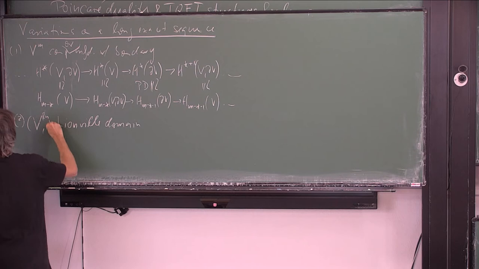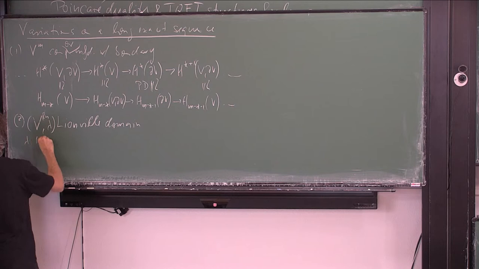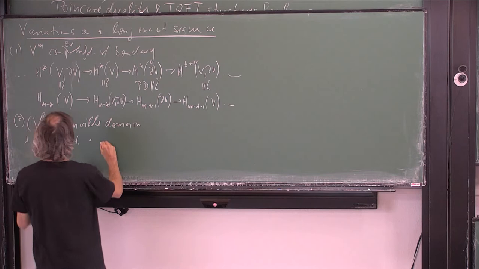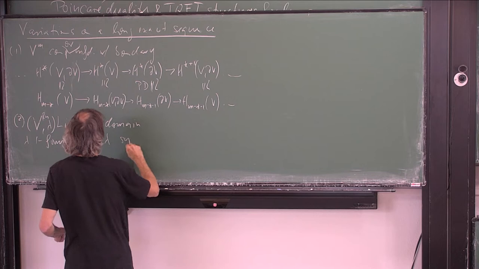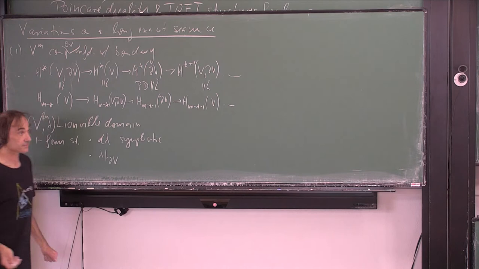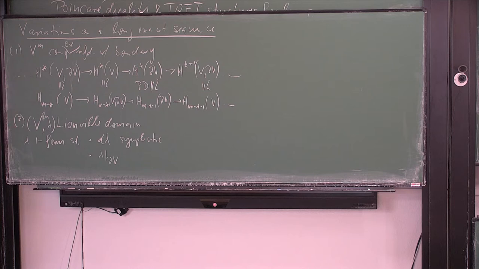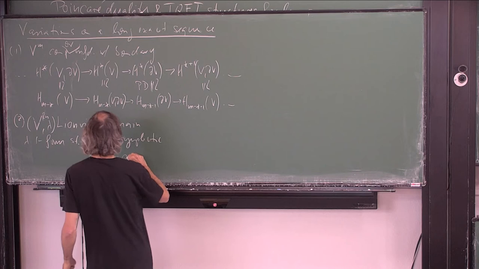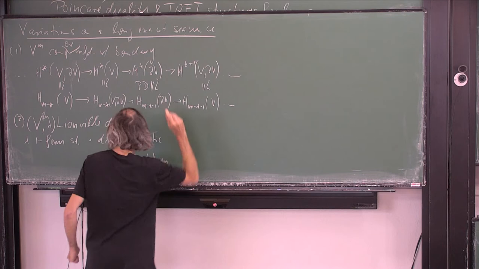Which means it should be equipped with a one form lambda. So lambda could be a one form such that two properties hold. First of all, if you take d lambda, it's a two form, then that form should be symplectic. It's already closed, so it should be non-degenerate. And if you restrict lambda to the boundary, so this is a compact manifold with boundary, the same way. If you restrict it to the boundary, you have a one form on an odd dimensional manifold, and the natural condition you could impose is that this is a contact form. And it will not matter what those things mean for this talk, just to give at least the definition.